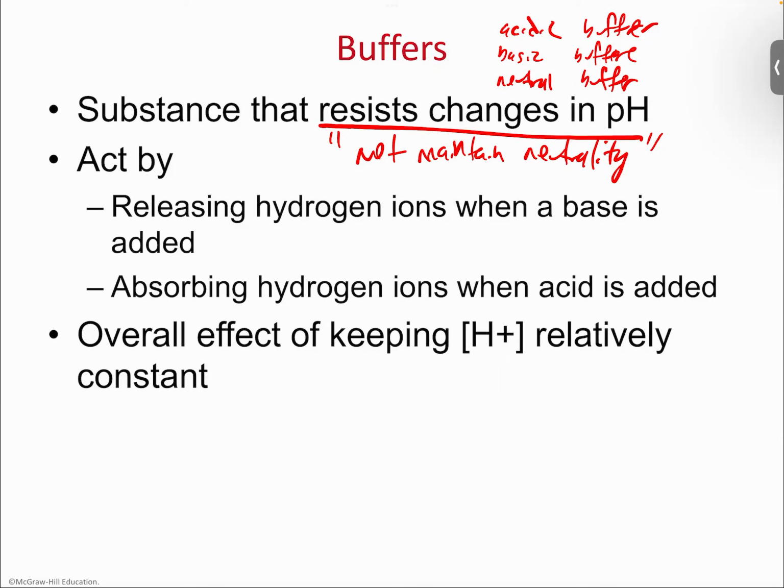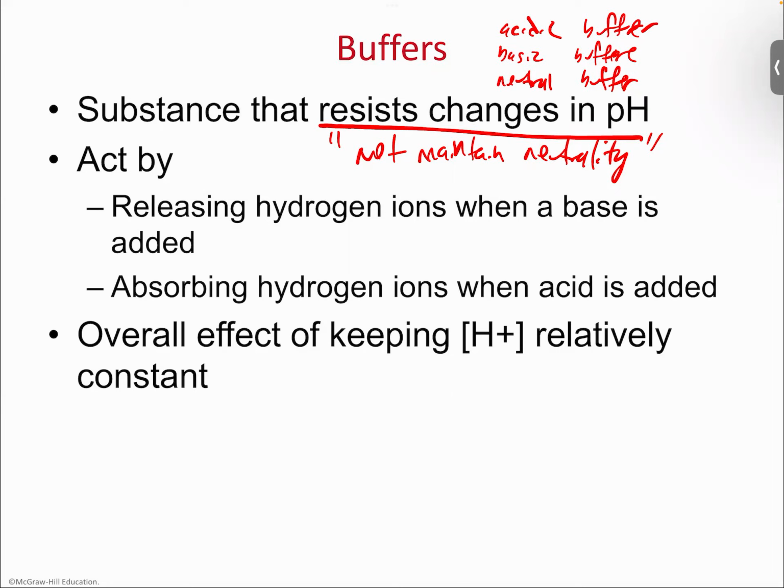A buffer can maintain pH anywhere on the pH scale. So the biggest mistake you can make is to say a buffer maintains neutrality. That will get points off immediately, okay? Because it doesn't do that. It maintains constant pH regardless of where it is in the pH scale, okay?